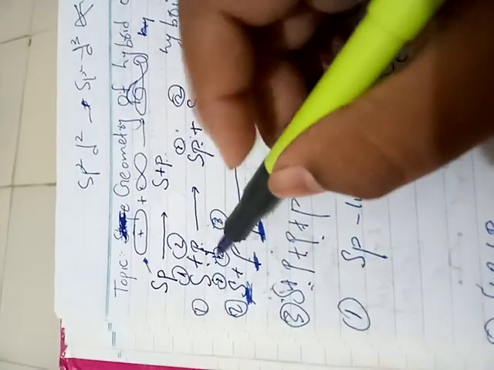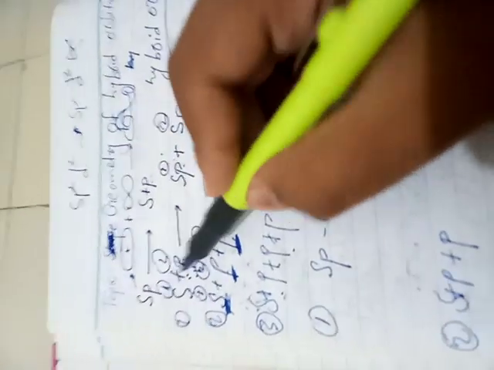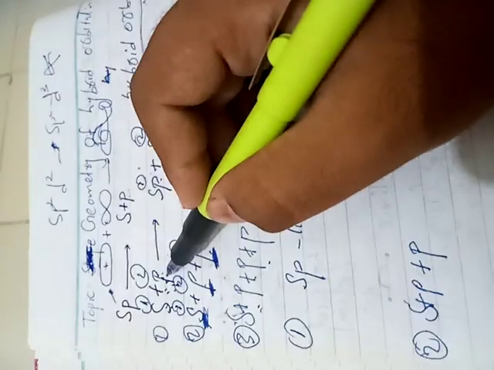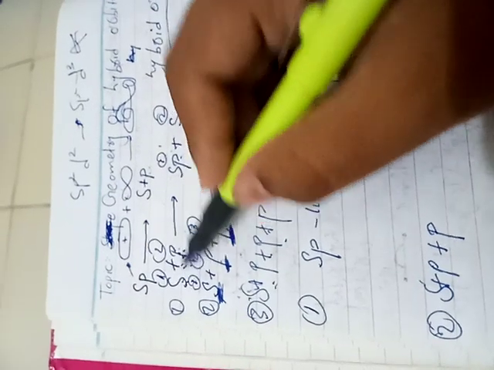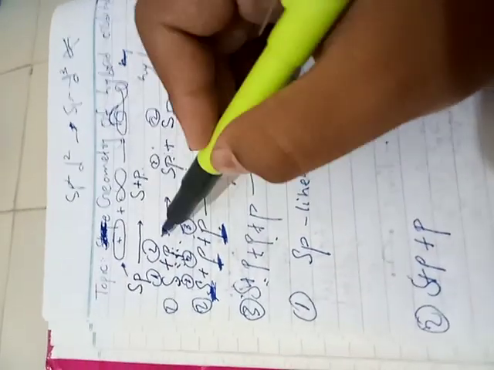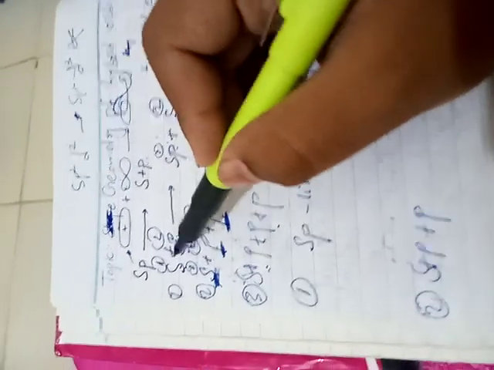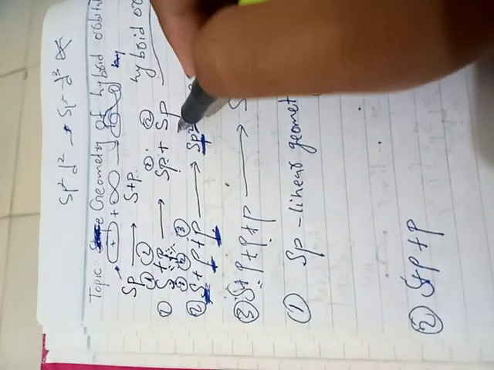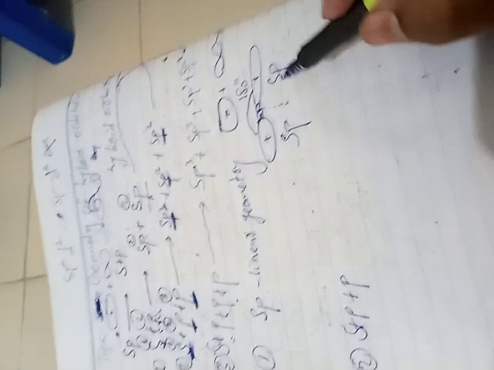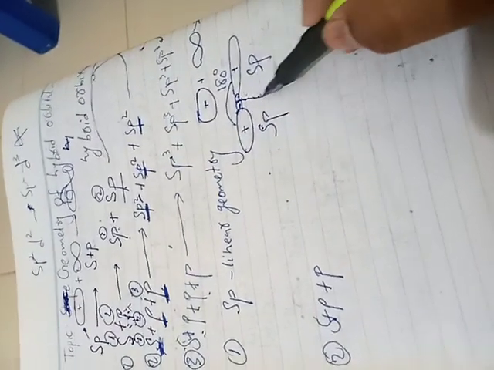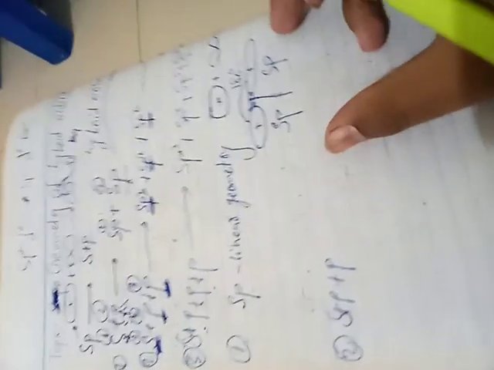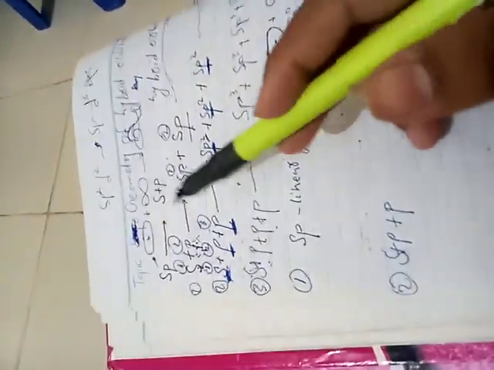For example, like this, s plus p. One atomic orbital will react with the other atomic orbital and create one hybrid orbital, and this one atomic orbital will react with this one atomic orbital and will form another hybrid orbital. So this sp is here on the right side, and that one sp is on the left side. So this is the complete geometry of sp.